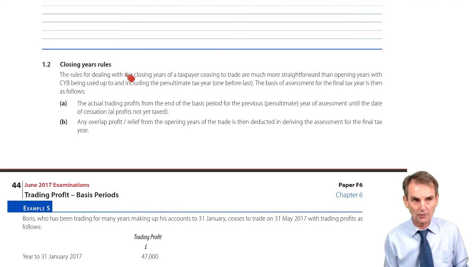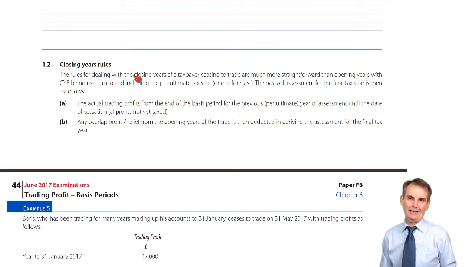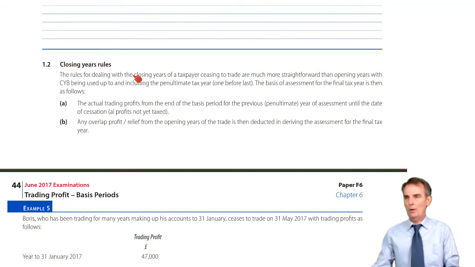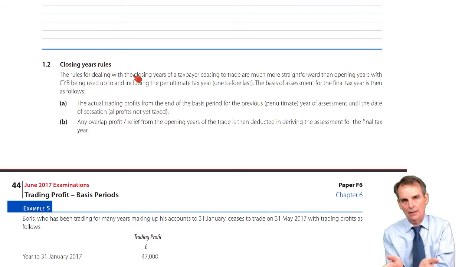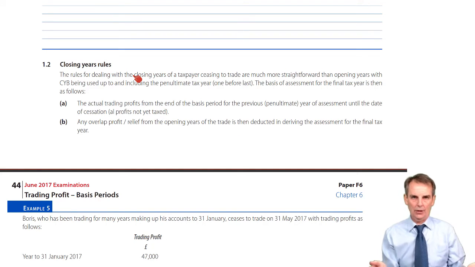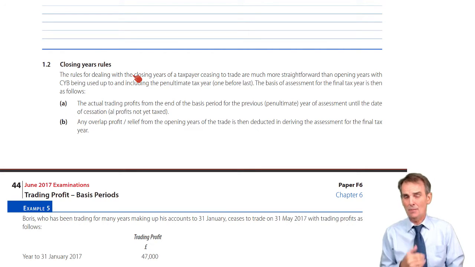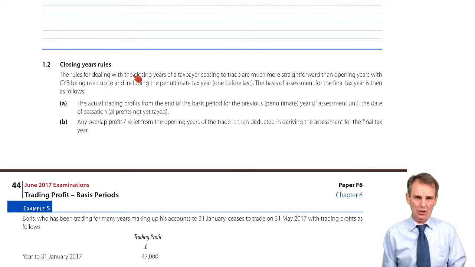Now again, don't panic at this point. Don't think, well, those opening year rules, they were horrendous. There's so much to learn. My brain is going to explode. No. When it comes to closing years, it's a whole lot easier. There's just 3 steps that we have to learn to be able to work out the assessments over the closing years. Learn them, apply them, job done.